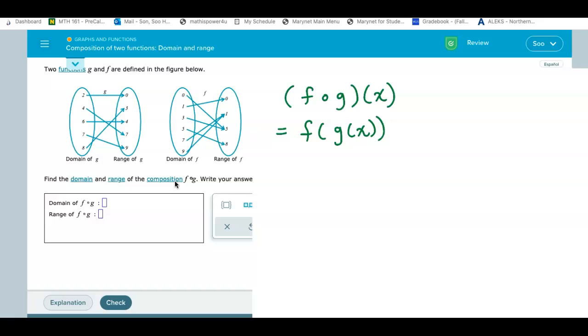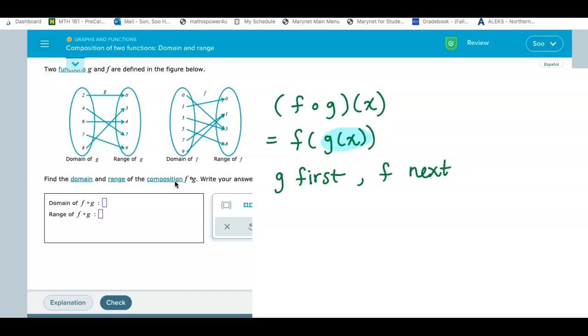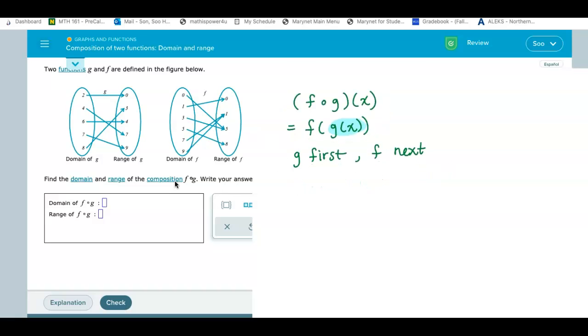So remember, we talked about how we must always work from inside out, right? So we will do g first, and then we'll do f next. We first evaluate g of x, and then we plug in those values that we get from g into f. Let me see if I can create some kind of table to organize this, because they gave me so many numbers.